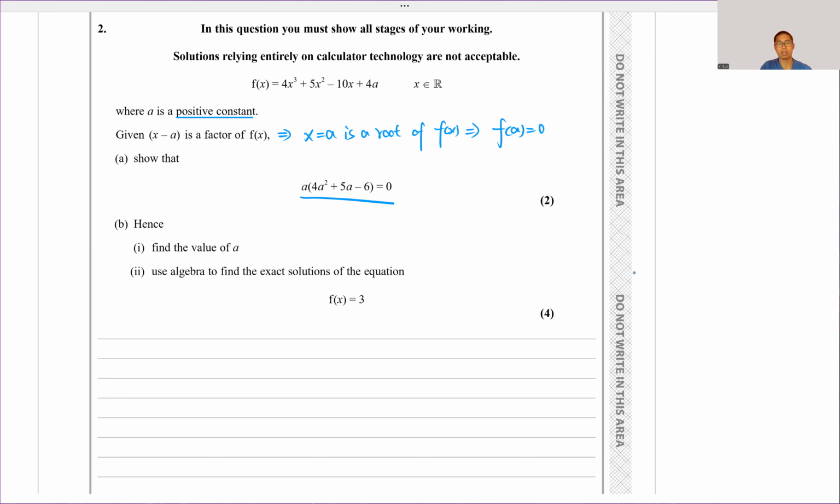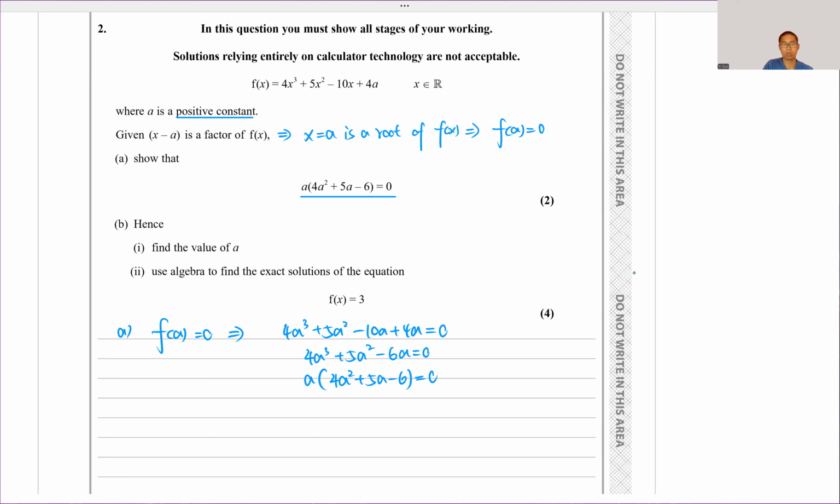Because there's no x in this equation, that means we have to substitute a into the function, then we have no x left. So if we do that, f(a) equal to 0 will give us 4a cubed plus 5a squared minus 10a plus 4a equal to 0. So 4a cubed plus 5a squared minus 6a equal to 0. So if we factorize the common factor a, then we're left with 4a squared plus 5a minus 6 equal to 0, which is what they required.